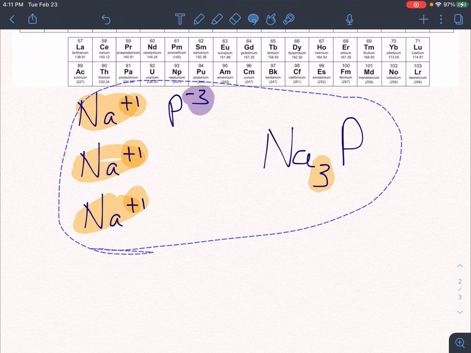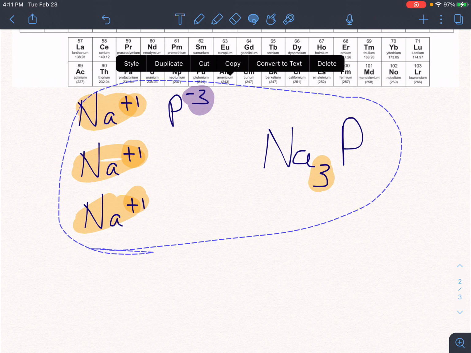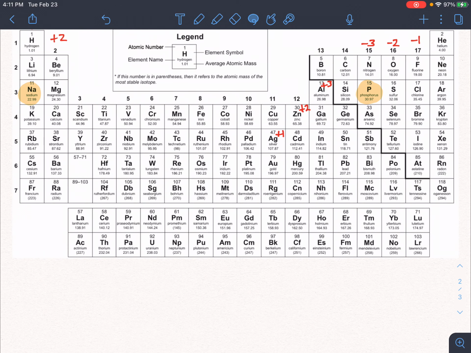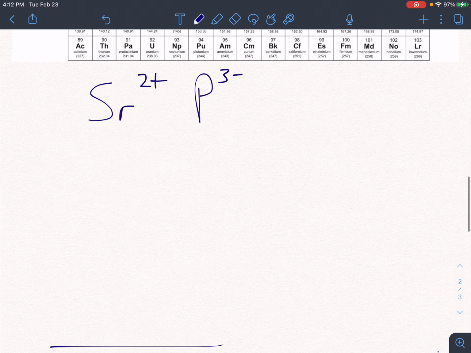Let's do another. Let's make this one a little bit more difficult. Let's do strontium with phosphide. Okay, so strontium, Sr, has a +2 charge. Phosphide has a 3- charge. Again, don't worry about which comes first, the number or the charge. It's the same either way.